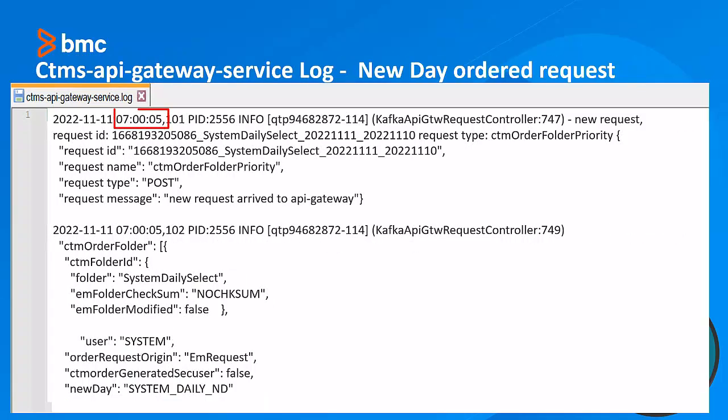From the same log at 7, we can see the system daily for new day is requested. This request is also sent from the CE process to the CTMS API Gateway Service for the new day time at 7 in this example.